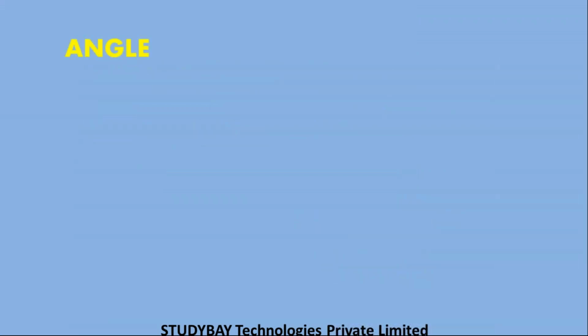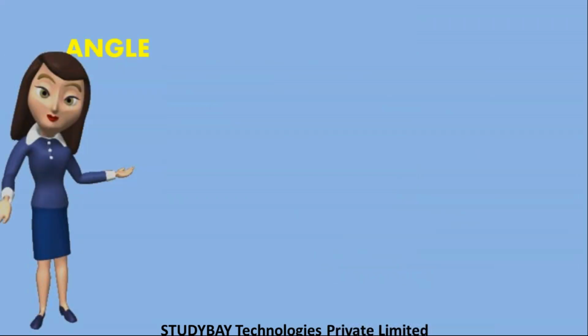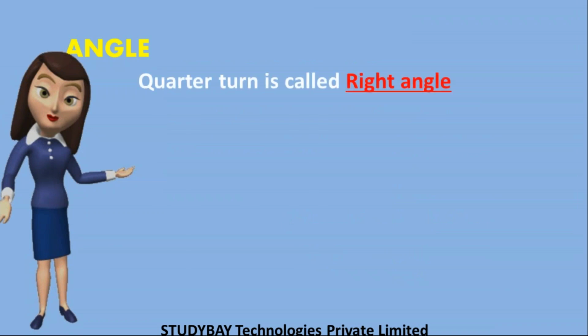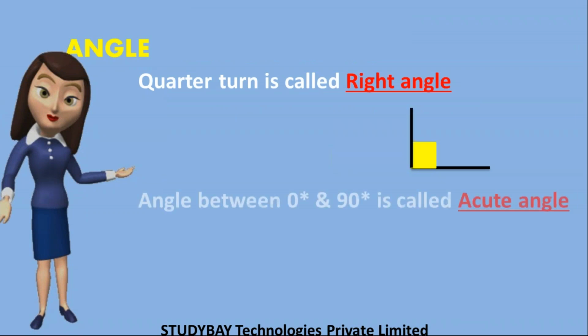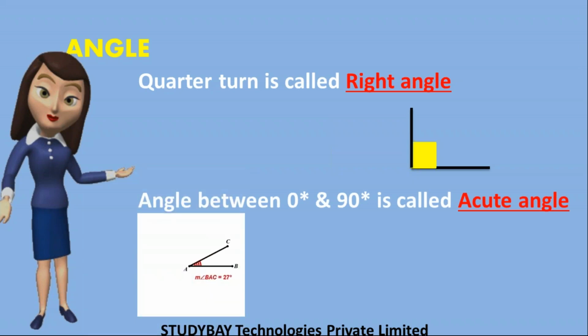Then we have something called an angle. Here a quarter turn is called a right angle. This is 90 degrees in measure. An angle between 0 degrees and 90 degrees is called an acute angle. You can look in the figure that we have an angle BAC and its measure is constantly increasing, and it will increase up to 90 degrees only because it is creating an acute angle.